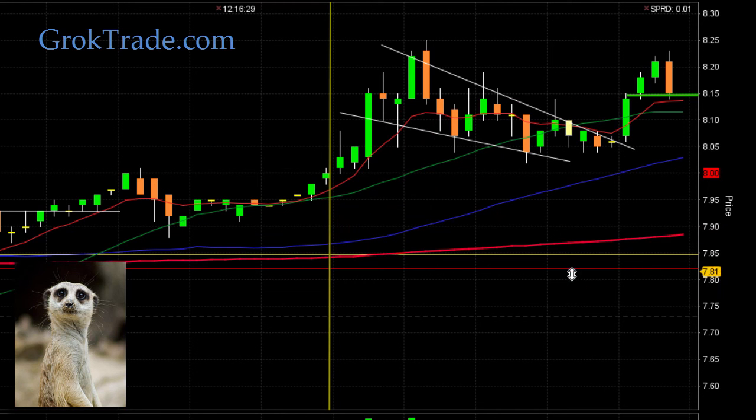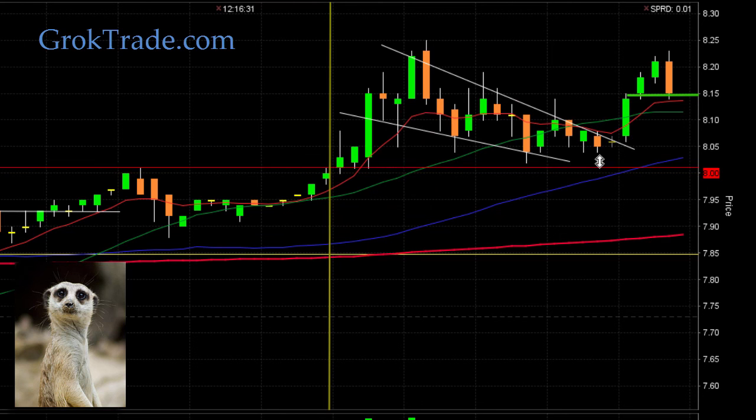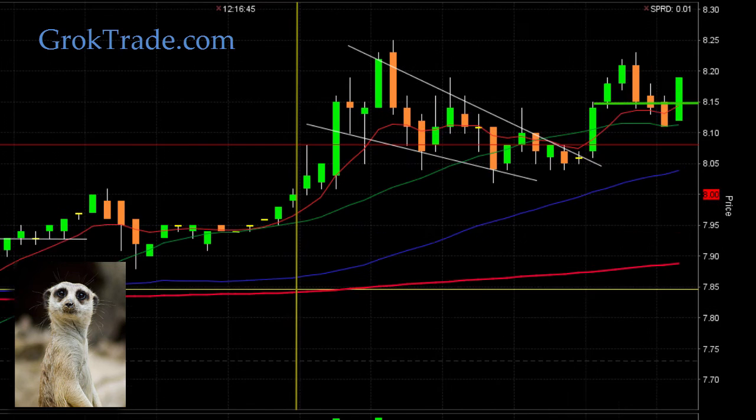Now I'm going to use this line here as my stop, and I'm going to bring it up here just underneath this 20 moving average here and this 8.10 resistance line. Let's put it at 8.08. Less than 1% as our stop. Now let's see where we go from there.